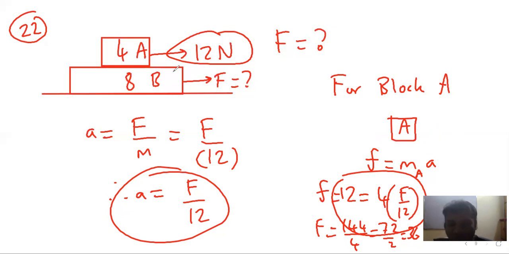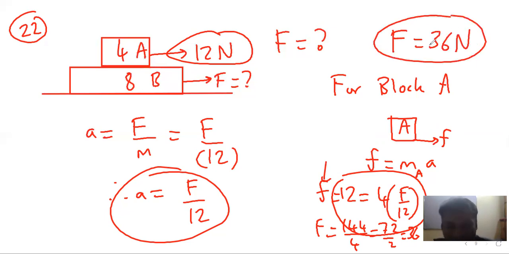What do we need to find in this question? Maximum horizontal force on B to make both blocks move together. For both blocks to move together, we should have friction. So friction on block A is 12 in the forward direction. So 12 is 4 into acceleration, which is F by 12. So the applied force has to be 36 Newton. So the correct answer to this question will be 36 Newton, option C.